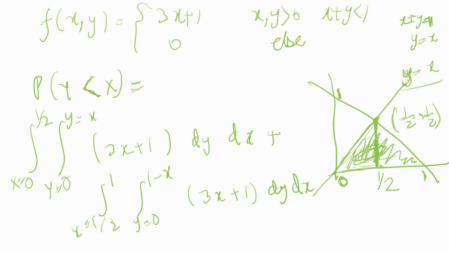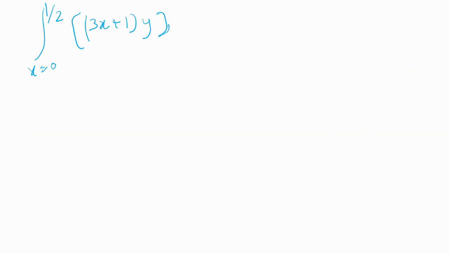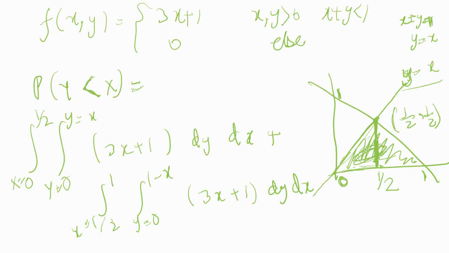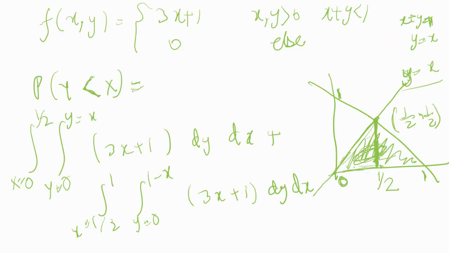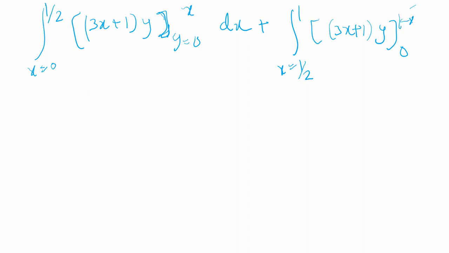So next is just to solve this. 3x plus 1 is again constant with respect to y, so it will be 3x plus 1 times y. x is from 0 to half, and y ranges from 0 to x, dx, plus x from half to 1, and then 3x plus 1 times y, y from 0 to 1 minus x, and then dx.